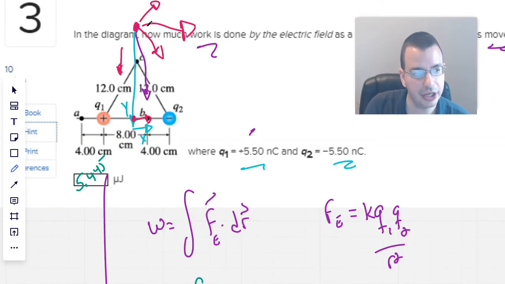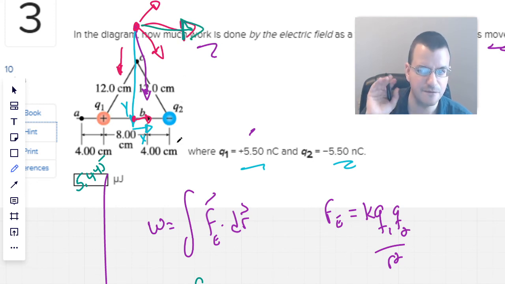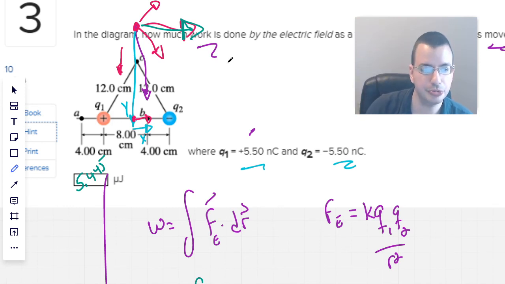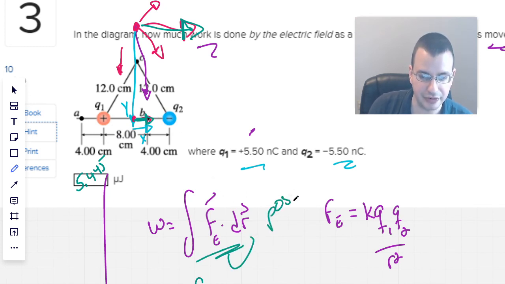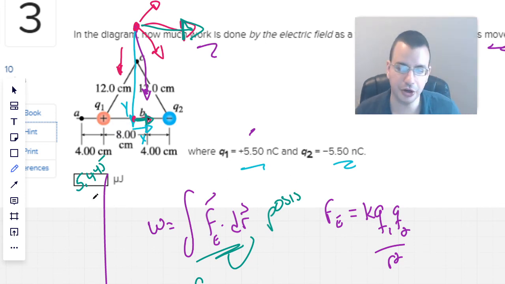So the work done here, moving it down here, the total net electric field due to Q1 and Q2 is going to be in this direction. That'll be the force, I guess it's the electric field too. That's the force due to the electric field, and the net motion is going to be parallel to the force, in this direction. So F dot dr, same direction, therefore this is going to be positive. Therefore, the work done is positive. Therefore, I'm going to go with 5.445.